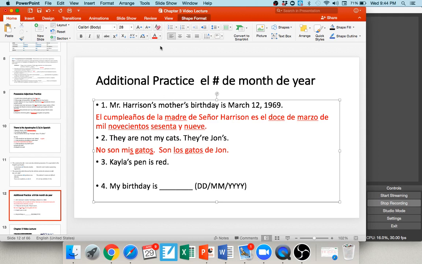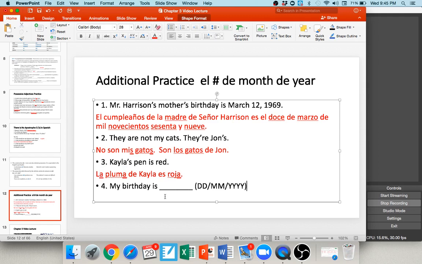Okay, now that you've had a moment to try these, number 3 tells us that Kayla's pen is red. Well, first of all, we know we can't use apostrophe S in Spanish, so instead of saying Kayla's pen, we need to say the pen of Kayla. La pluma de Kayla. All right, that's out of the way. The pen of Kayla is red. So we're going to say la pluma de Kayla es, and red, roja. Roja, because the adjective here, roja, red, has to agree with the noun, la pluma, which was feminine and singular. So we should say la pluma es roja.